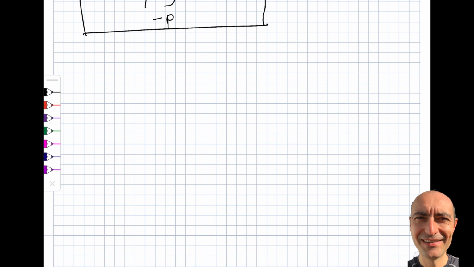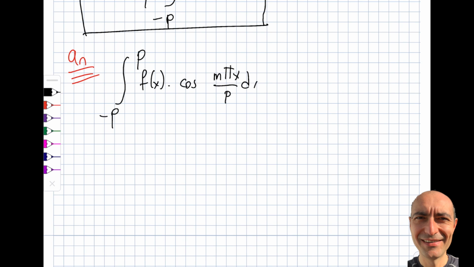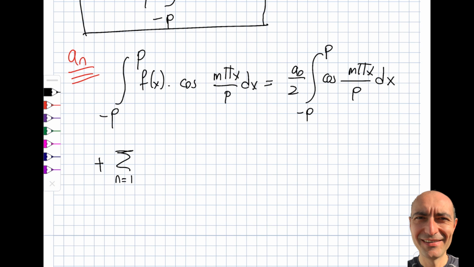So my goal is to find the an value now. I found a0, now I need to do an. So I multiply both sides of the equation by cosine of m pi x by p, integrate dx, and it will be equal to a0 by 2 times the integral from minus p to p of cosine of m pi x by p dx plus the last two terms. So it's going to be the summation sign from n equal to 1, not 0, right? Because a0 is here. That's why I put 1 in here.